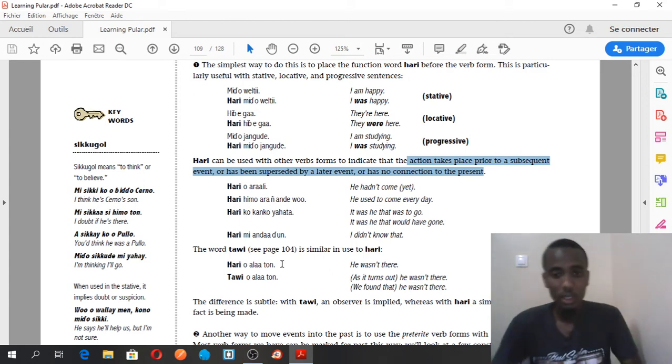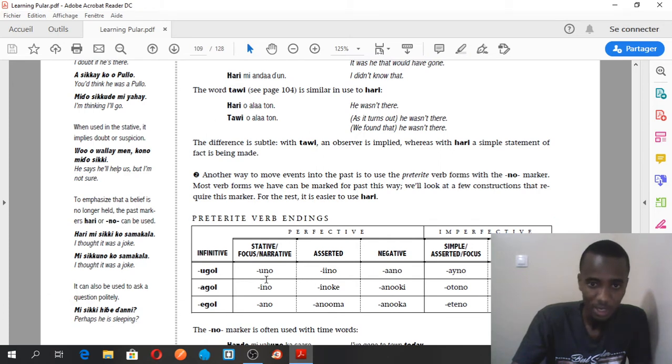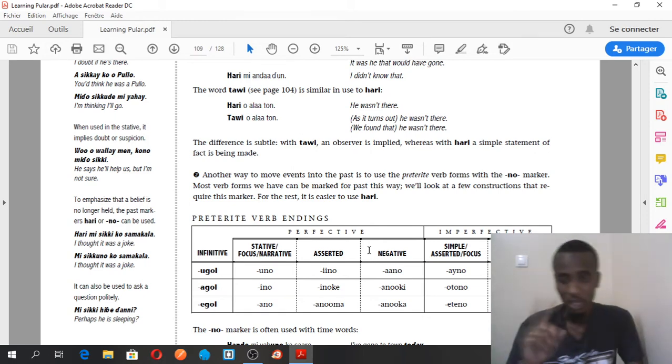Sorry guys. Another way to move events into the past is to use the preterite verb form with the no marker. For example, the verb that ends with ugal: yahugal. Miyahuno. Miyahuno kagole. I went to work. Oyahino. Mitawu oyahino. When I arrived, I found that he left. Oyahano gole.